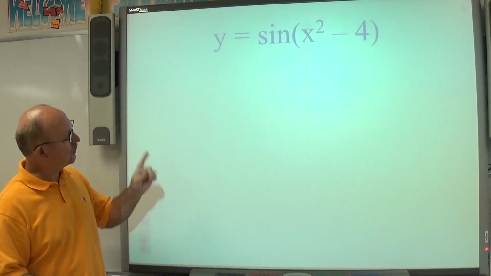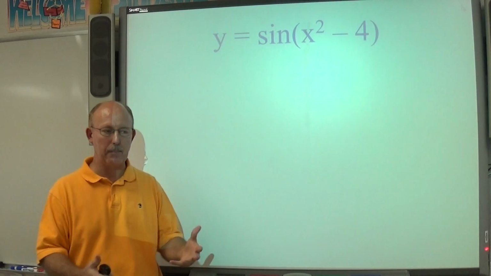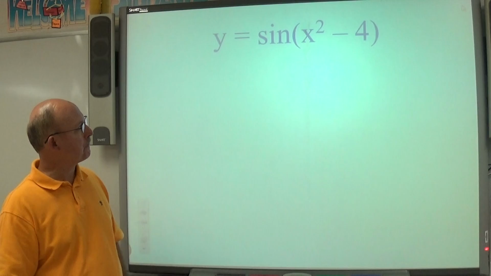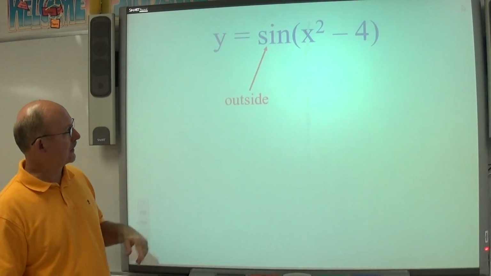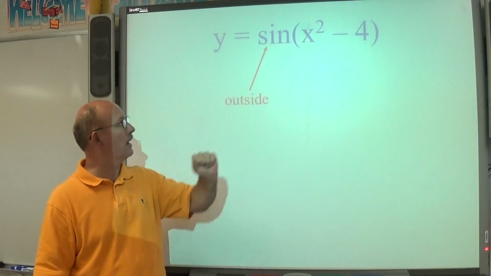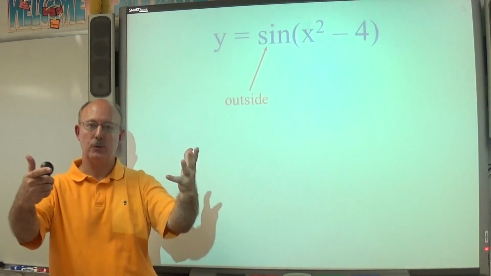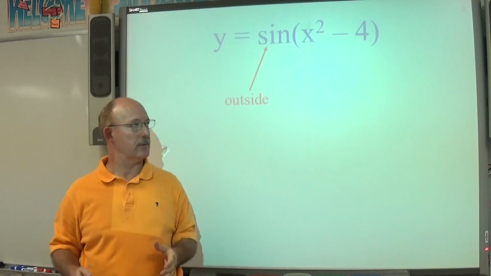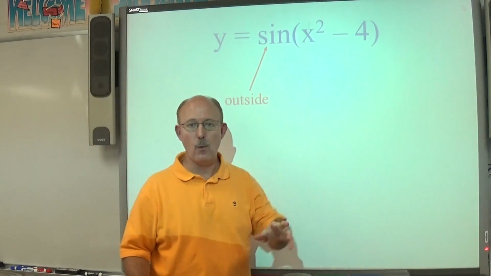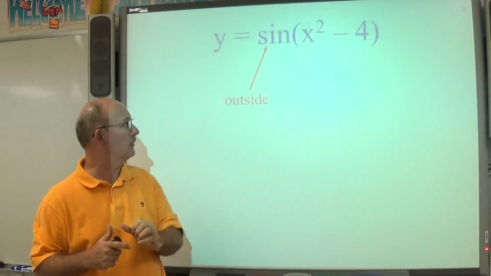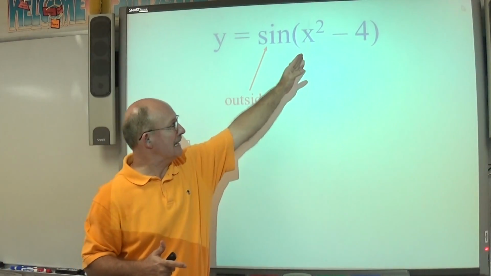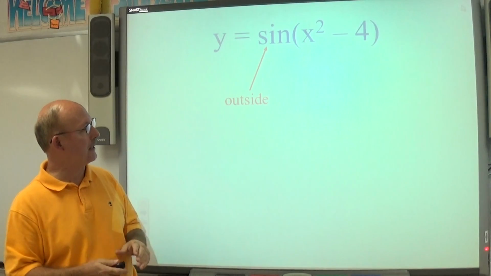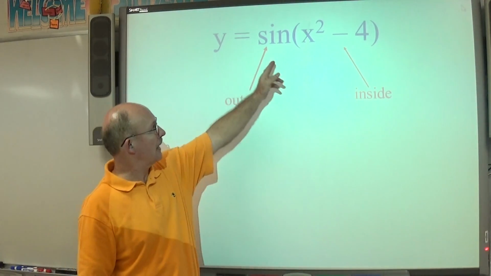Now, let's do a little example here. Let's try a little trig problem. y equals sine of x squared minus 4. As you look at this function, first of all, the outside part of the function is the sine part, the trig part. What's inside the parentheses, that's the inside part of the function, the x squared minus 4. So this composite function is, the outside part is the trig function, the inside part is the quadratic x squared minus 4. This is the outside, that's the inside.